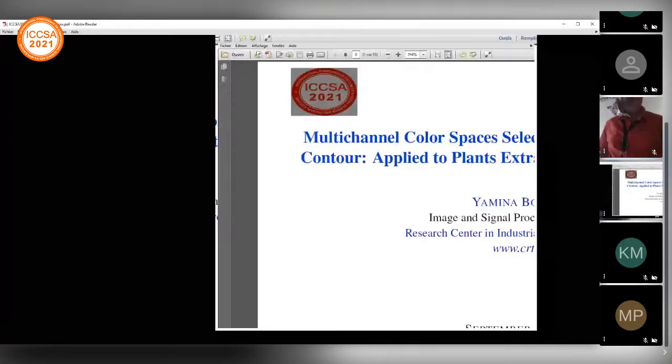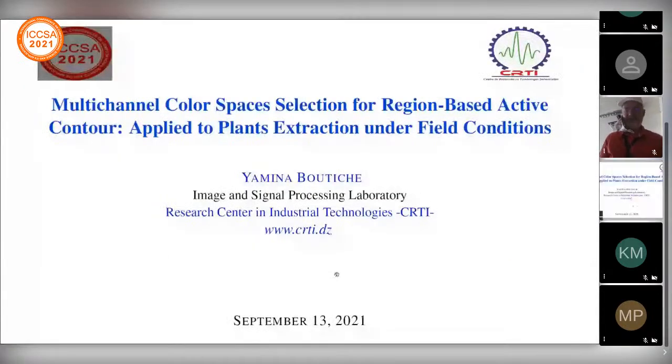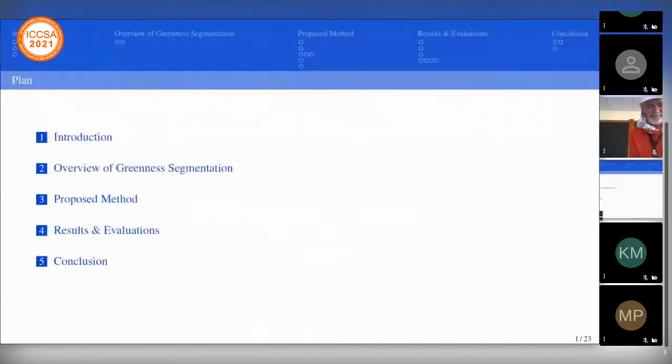I'm Yamina Boutiche with the Image and Signal Processing Laboratory of the Research Center in Industrial Technologies. I'm pleased to be among you, even virtually, to present a part of my work that concerns image segmentation for precision agriculture. For that, I'm going to target essentially 5 points. The first one, I introduce the context of the work. Then I give a global overview of greenhouse segmentation. I introduce then the proposed method, followed by some results, and I conclude.